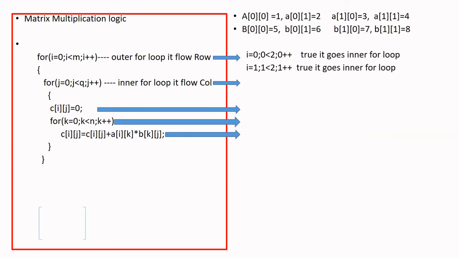So next, the outer for loop will get incremented. That is i is equal to 1. 1 is less than 2, i plus plus. It is true because 1 is less than 2. Again, j is initialized to 0. 0 is less than 2, yes, it is true. It will go inside.